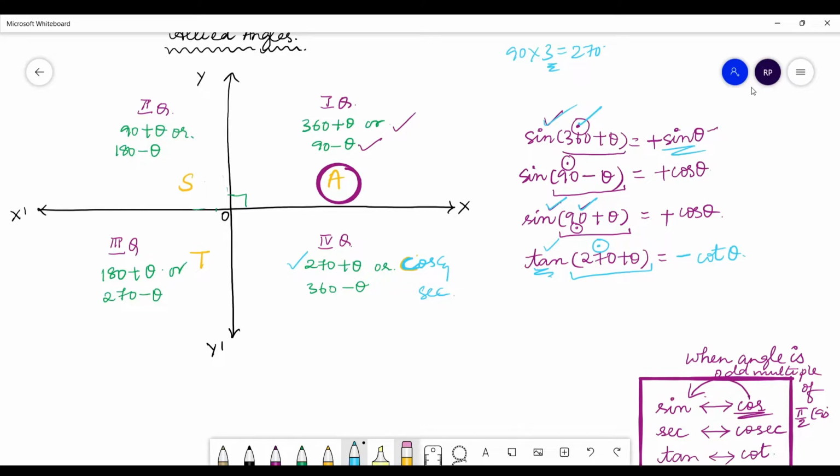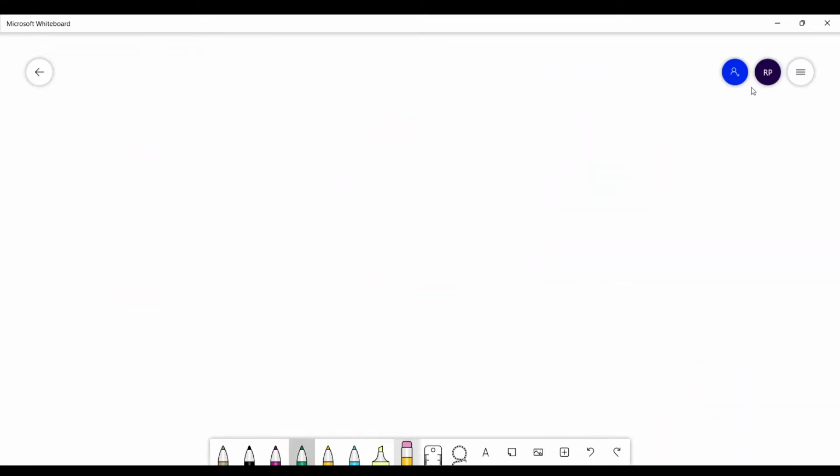Okay, I hope this is clear. Let us look at a few more examples. Now you have to try and recollect this in your mind itself. Let us take a simple one, cos of 180 minus theta.